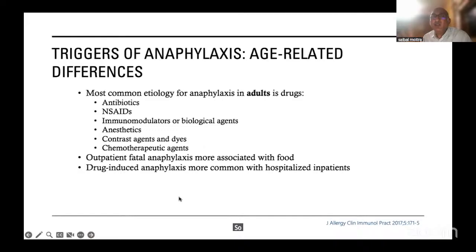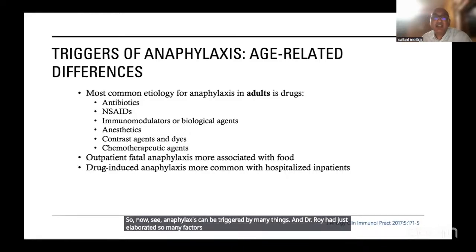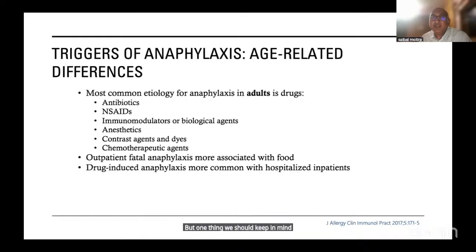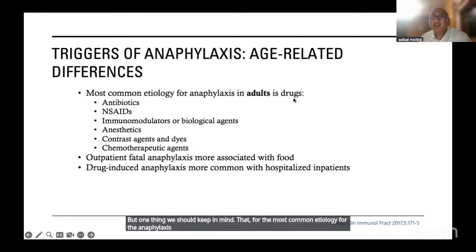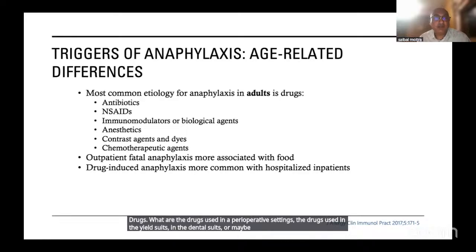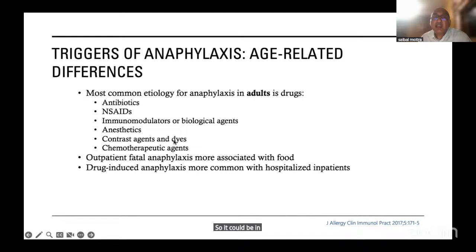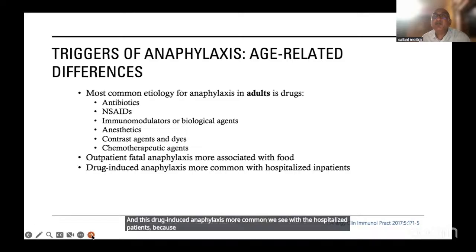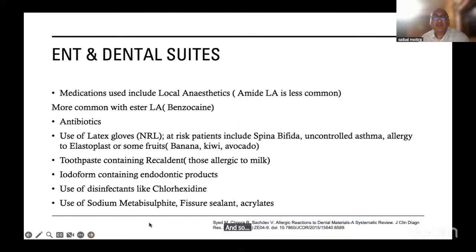Now, see, anaphylaxis can be triggered by many things, and Dr. Roy has just elaborated so many factors which can trigger anaphylaxis. But one thing we should keep in mind is that the most common etiology for anaphylaxis in adults is drugs. Whether the drugs used in the perioperative settings, in the ENT suites, in the dental suites, or maybe the radiology suites, it could be contrast agents, dyes, chemotherapeutic agents, anesthetics, NSAIDs, antibiotics. So in adults, drugs are the most common cause of anaphylaxis. And this drug-induced anaphylaxis is more common in hospitalized patients because they get lots of medications.